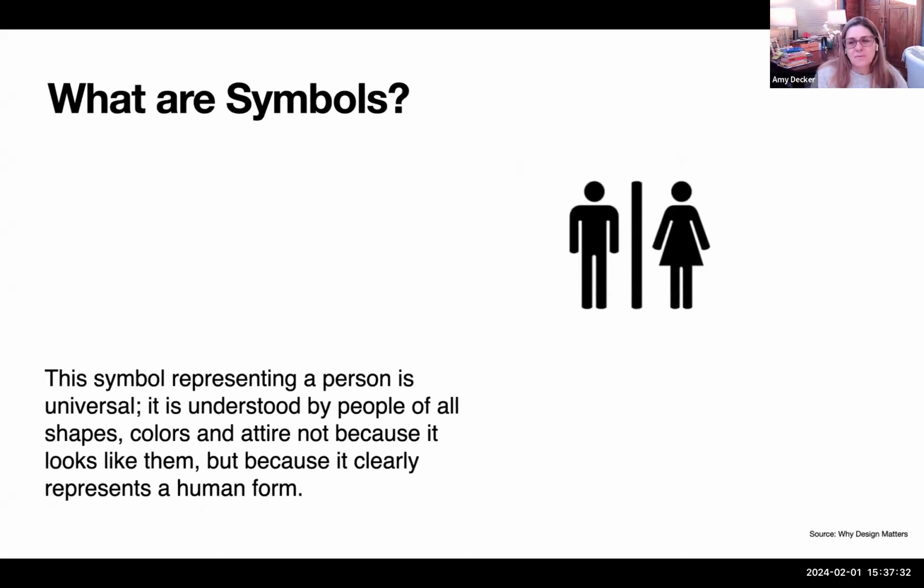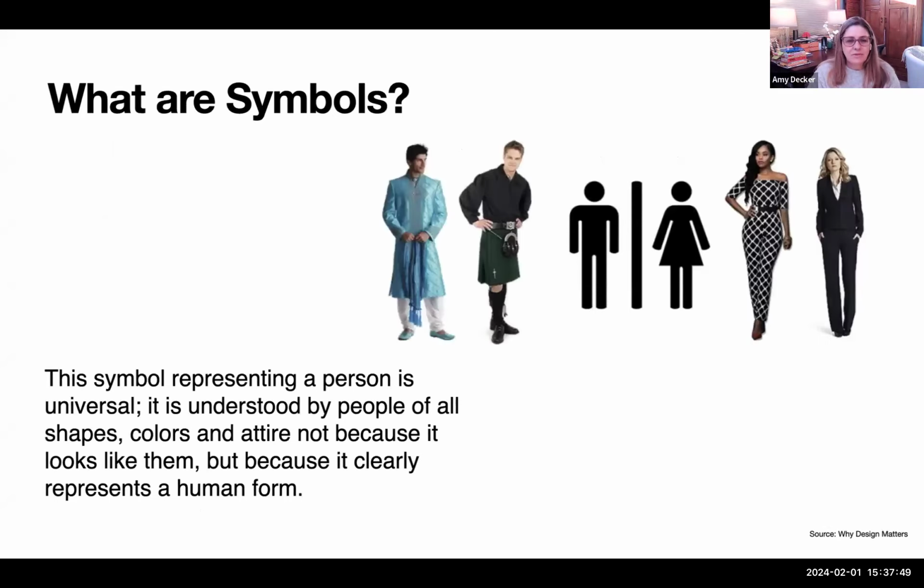So what do we call symbols? Well, I think this one you're pretty common with. This is the universal symbol for man and woman. And it's understood by people of all shapes, colors, attire, not because it looks like anybody, but because it clearly represents the human form. So even though it doesn't look like anybody, we still know that's the human. So it's a universal symbol, meaning everybody understands it and uses it.